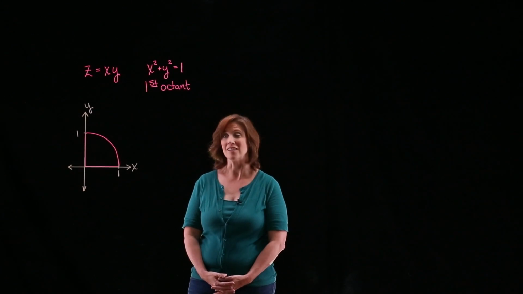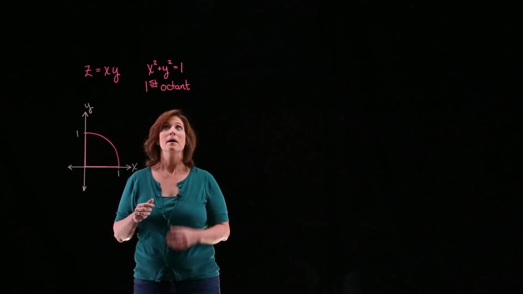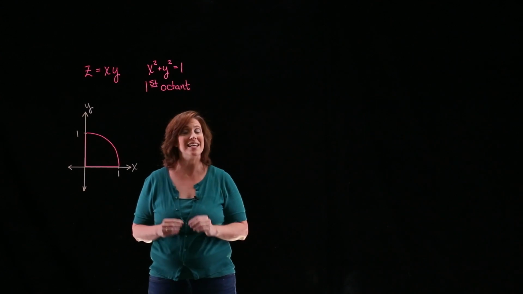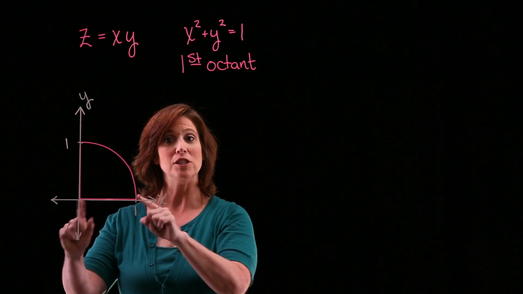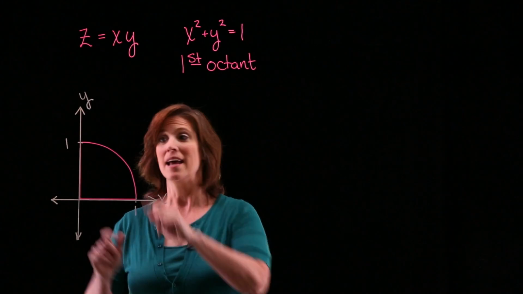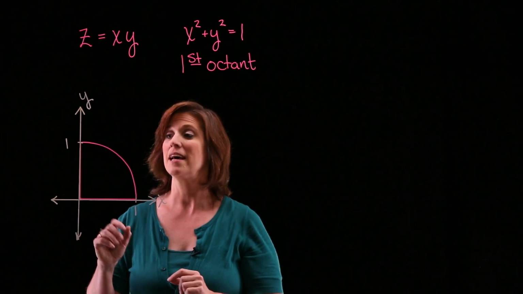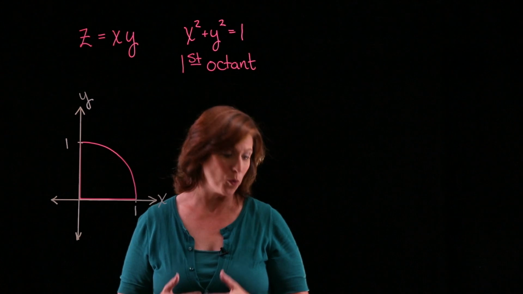We're going to be using a double integral in polar coordinates to find the volume of a solid created by z equals xy and also bounded by the circle x squared plus y squared equals 1 in the first octant. So I've already drawn a little picture of the region over which I'll be integrating. Here's that circle of radius 1 in the first octant. However, I want to change everything into polar coordinates.